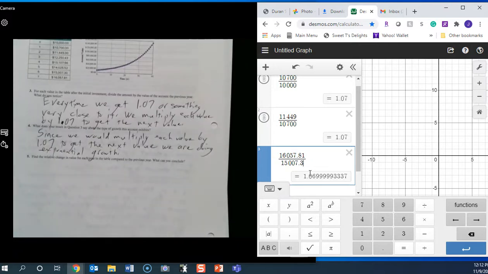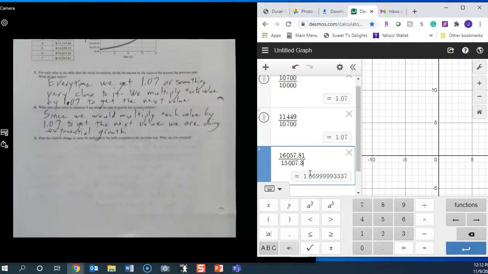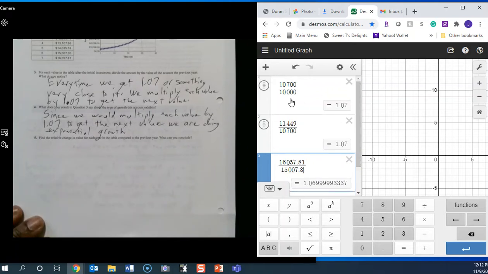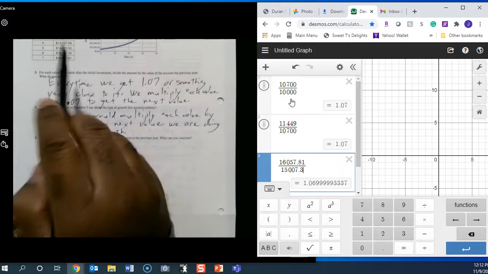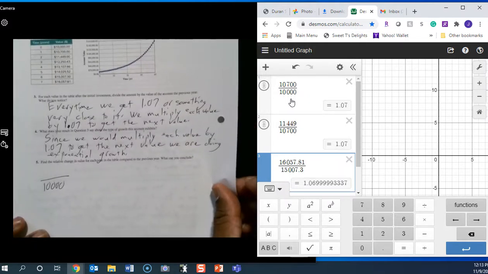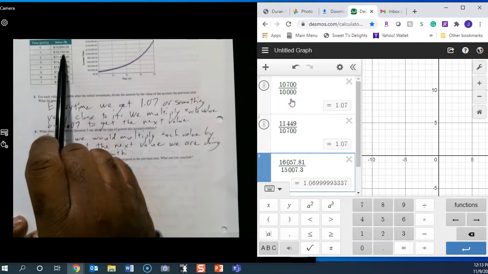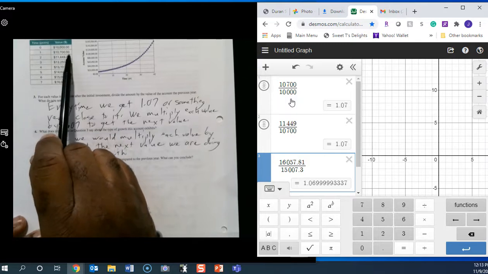Okay, number 5, it says find the relative change in value for each year in the table compared to the previous year. What can you conclude? Okay, so this is what they want us to do, and we're doing the relative change here. So the relative change goes like this. We're going to still divide by, let's go back here on Desmos. We're still going to divide by the previous year, which would be 10,000. According to the table here, 10,000 is a 0 year. So we're dealing with this year here, the 10,700.